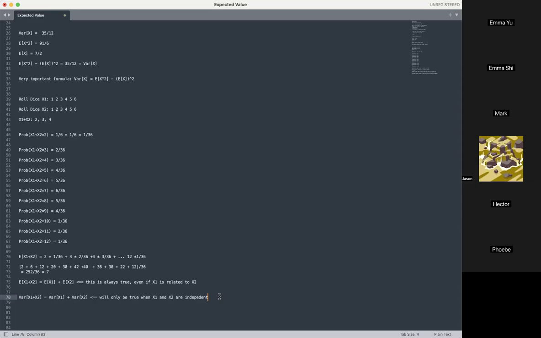Yeah, that's a very good example. Maybe Hector, can you give me another example of two events that are independent? You can use coin, you can use dice, or you can use anything in your life. Yeah, anything.